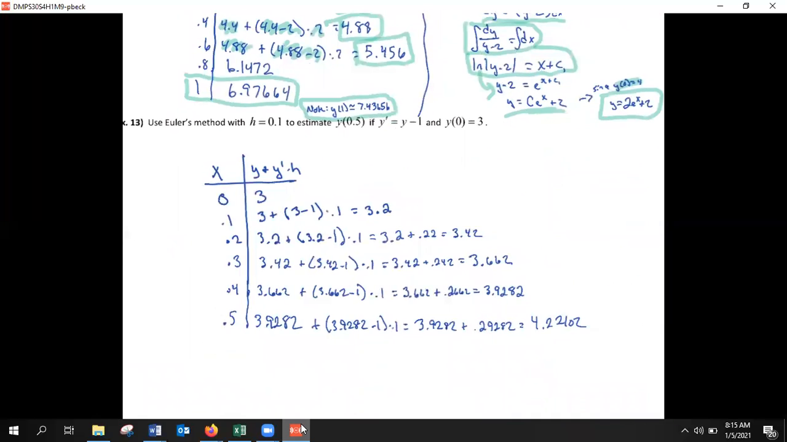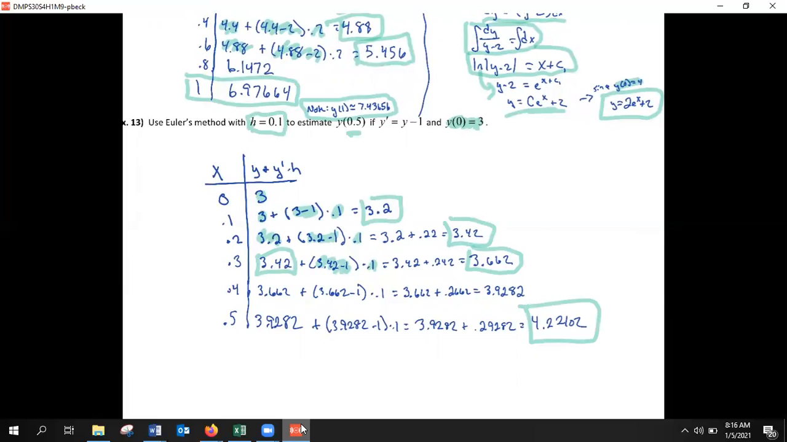Another problem, again, if I'm starting off with y of 0 equals 3, my goal is to find y of 0.5. So my steps are of 0.1. So I start off with my initial point, take my y value, my differential equation times the amount of change, and I get my new y value. That y value, plug it into the differential equation times the amount of change, get my new y value, plug it into my differential equation times the amount of change, get the new y value, et cetera, until I get to the y value of what I want.